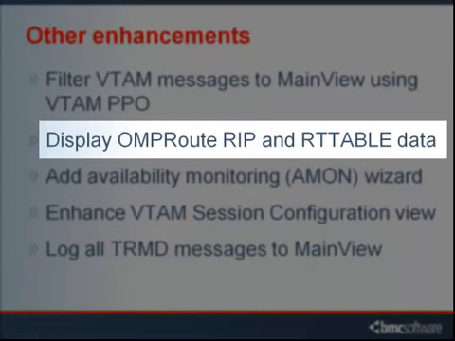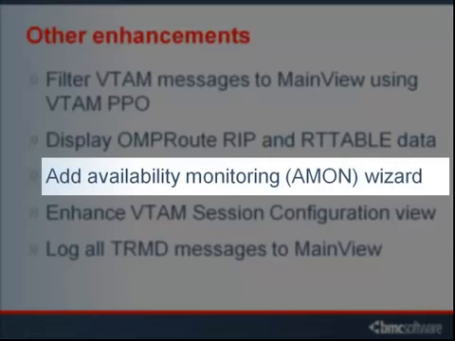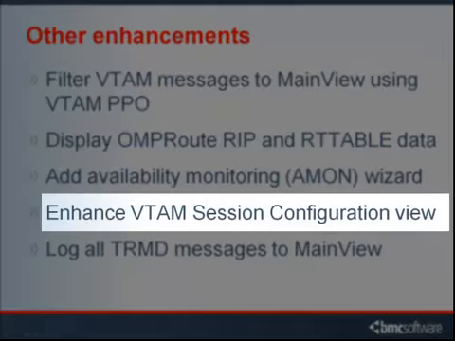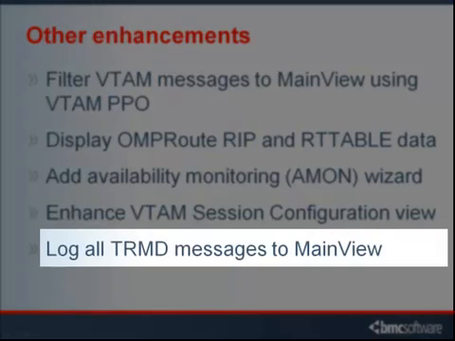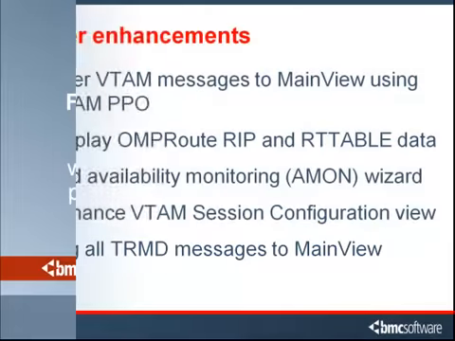OMP route RIP and RTT table information is now collected and displayed to help you monitor RIP and OSPF routing tables. The availability monitoring or AMON view has been changed to use an MPD wizard to add resources to make this process easier. The VTAM session configuration view, VTM SESD, now shows a topology for the VTAM session, including the SSCP and PU. You now have the ability to log all TRMD messages to MainView instead of just the IP filtering messages. This will help you be alerted to intrusion detection events, flooding, and other events.